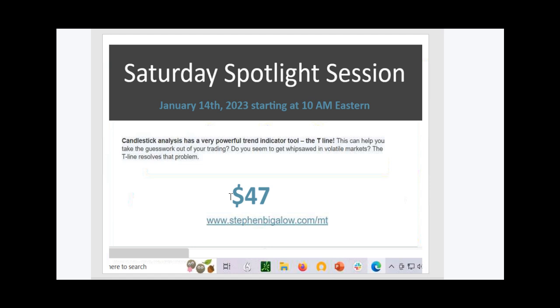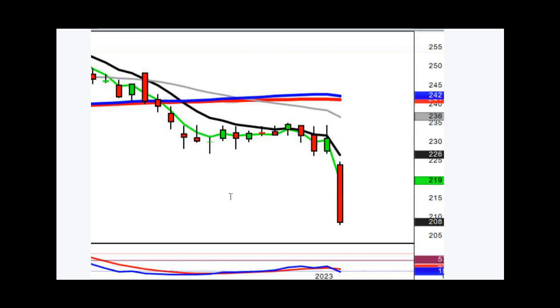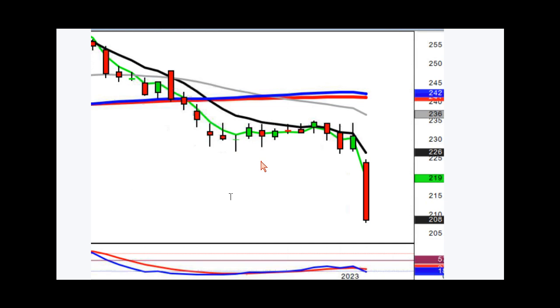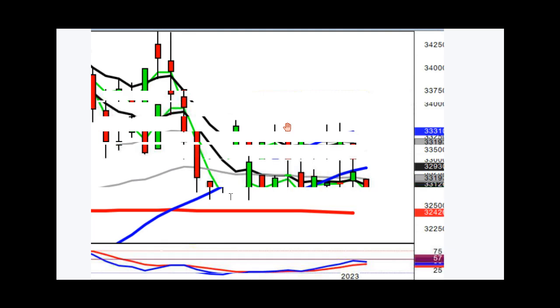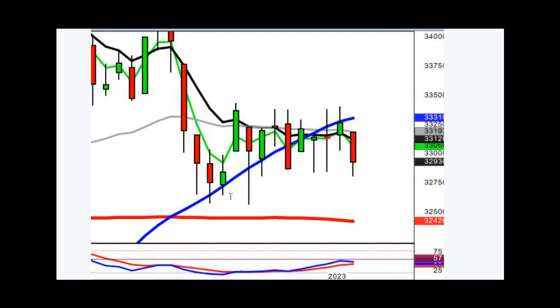Now, the reason you want to know market timing is, obviously, if the market is in an uptrend, you're probably going to have much better prospects for scanning for bullish trades.